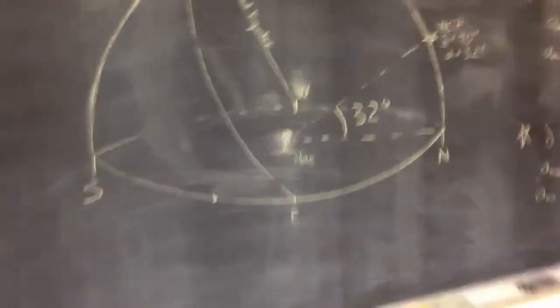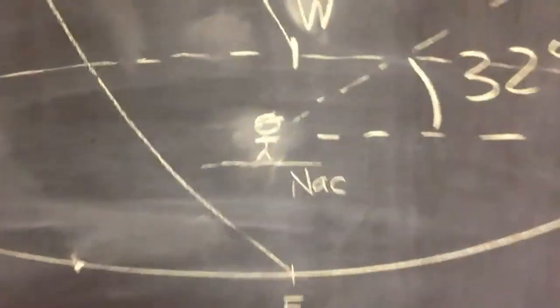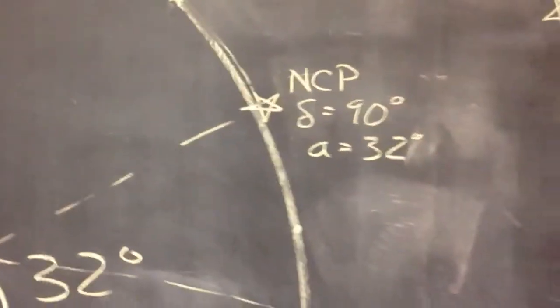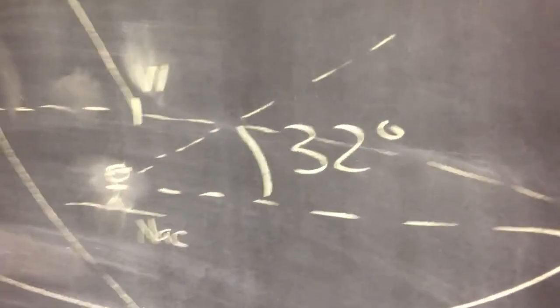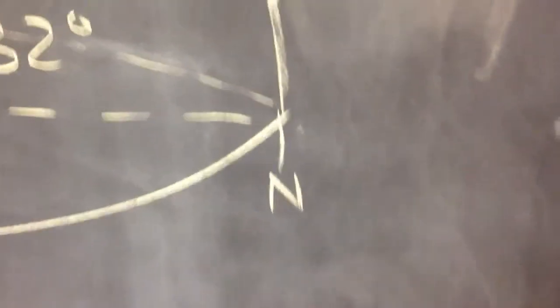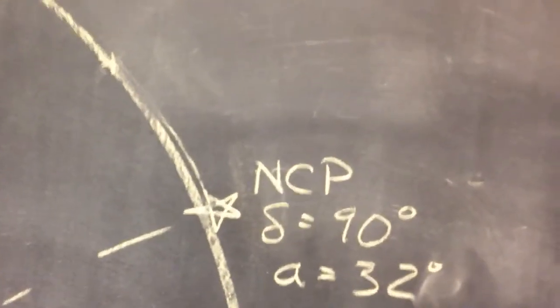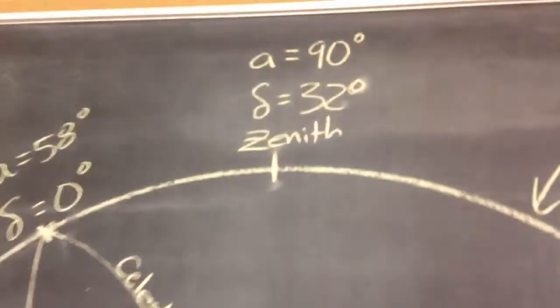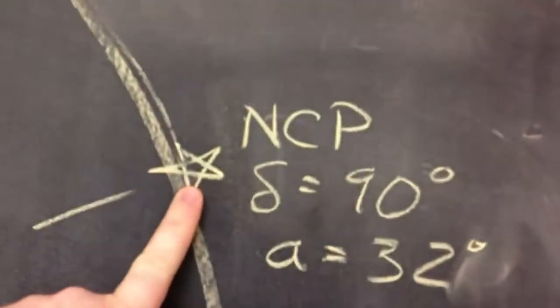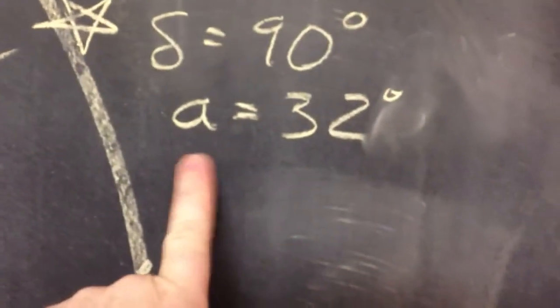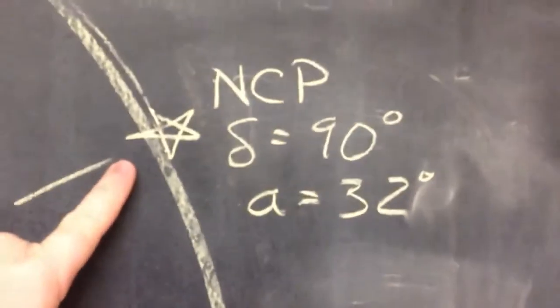And you'll have yourself down here in Nacogdoches, and the altitude of the north celestial pole is 32 degrees above the horizon. So you'll have the celestial meridian starting at the north horizon point, going through the north celestial pole, and then going to the zenith, and then crossing the celestial equator right there, and then down to the south horizon point. Now, if a star is on or exactly at the north celestial pole, its declination is 90 degrees, and its altitude is 32 degrees. That's the angle above the horizon.